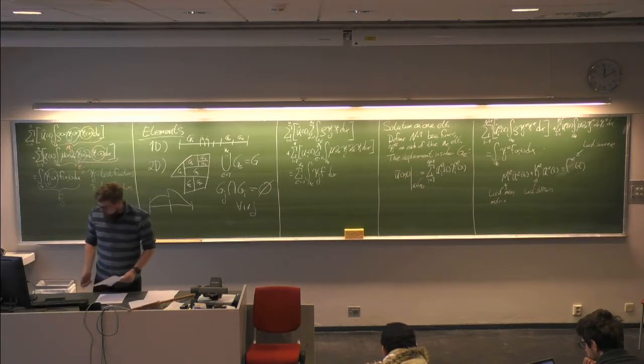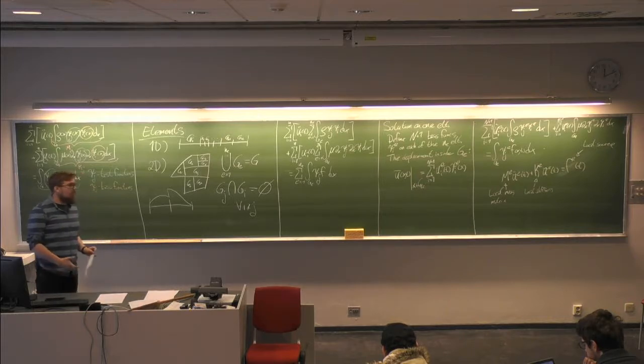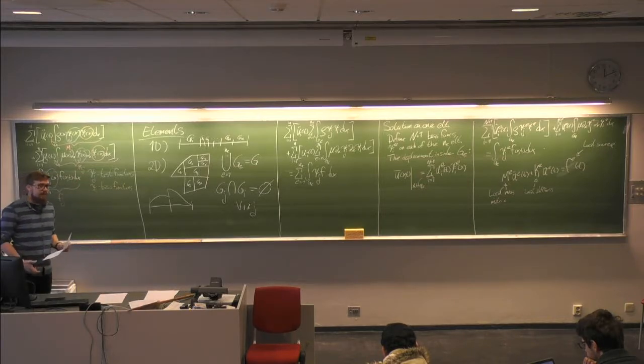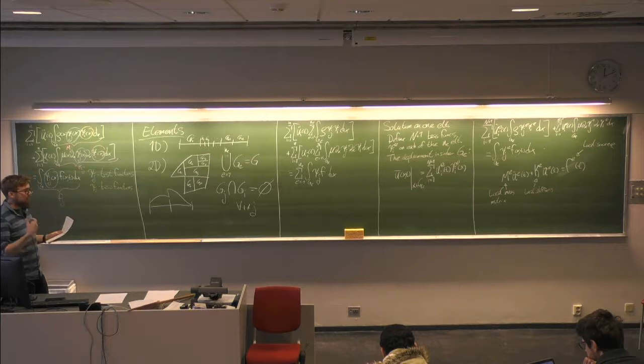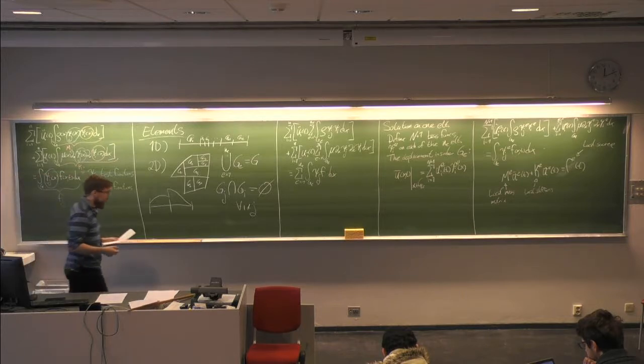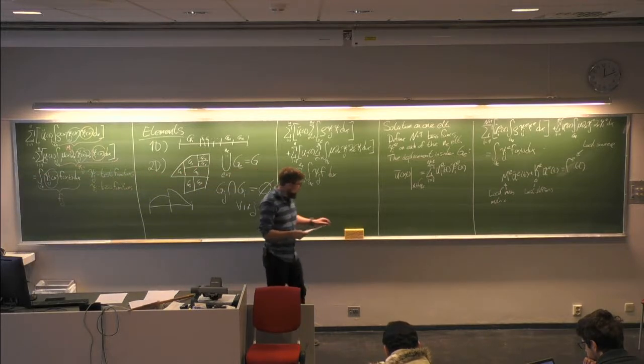Okay, we also have one more problem. Now we have to solve it for each and every element. Each and every element is different. What if we could map each of the elements into some kind of master element? So we can just use some kind of simple transform and save a lot of computation time. So that's what we're going to do next.